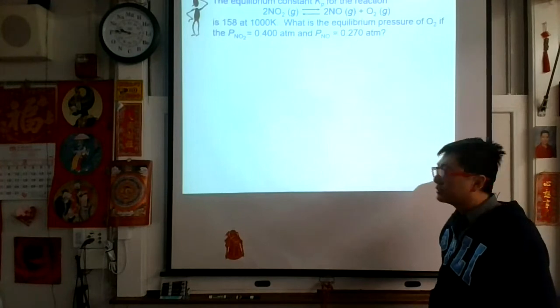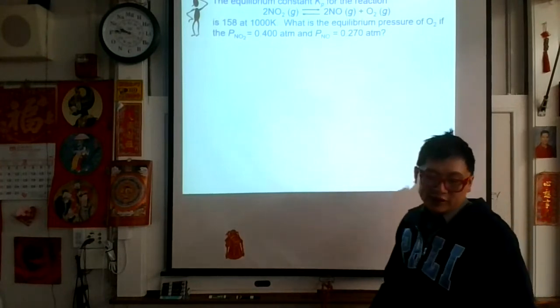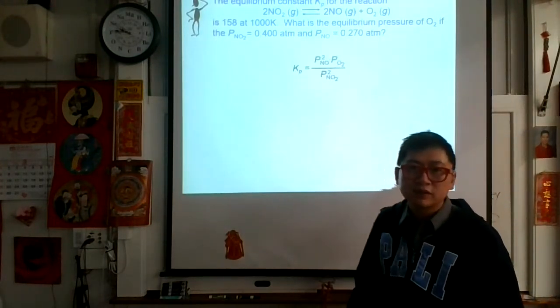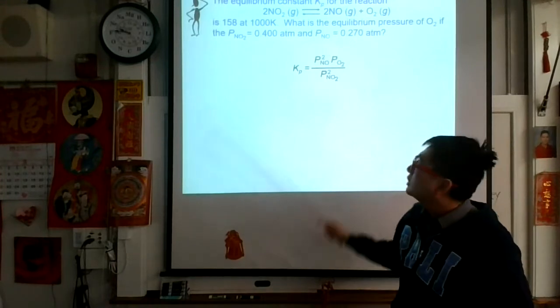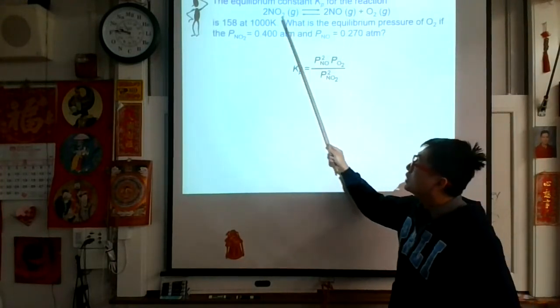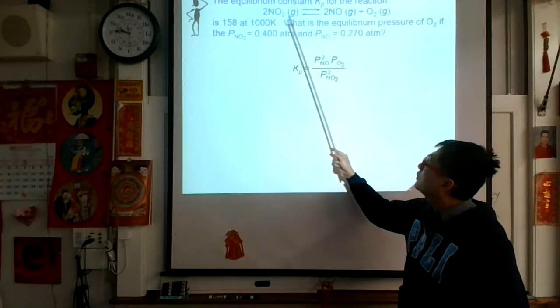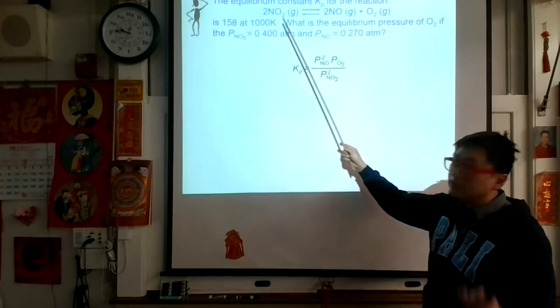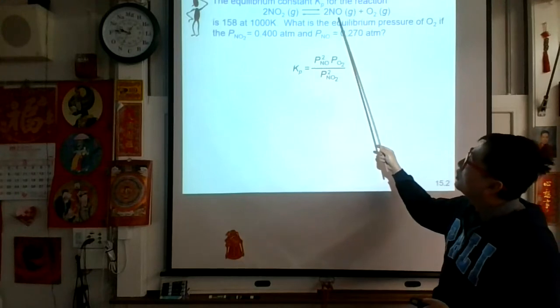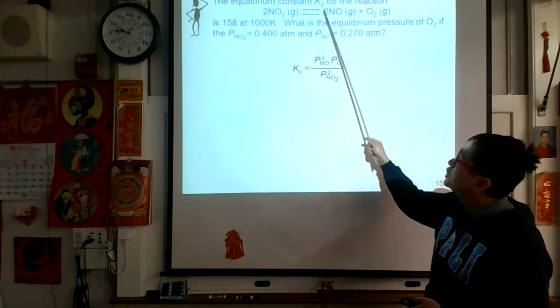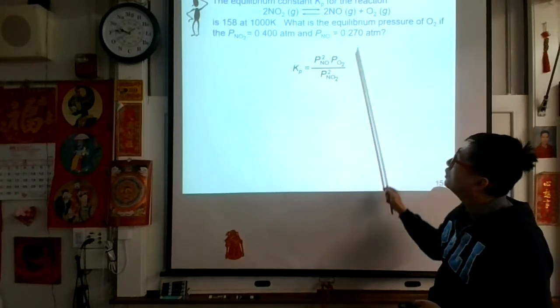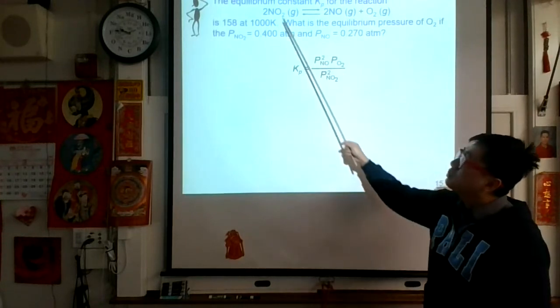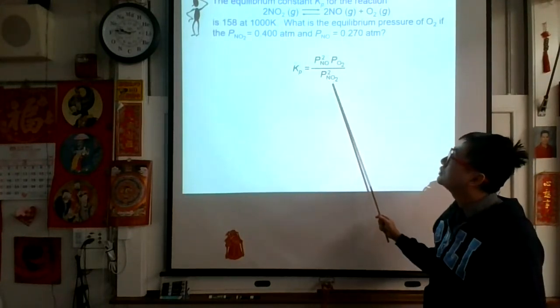So let's just write what Kp is. It's probably the first thing. Kp is the pressure of the products over the pressure of the reactants. The products over the reactants. The pressure of NO squared, because of the coefficient 2, times the pressure of O2, divided by the pressure of NO2 squared.